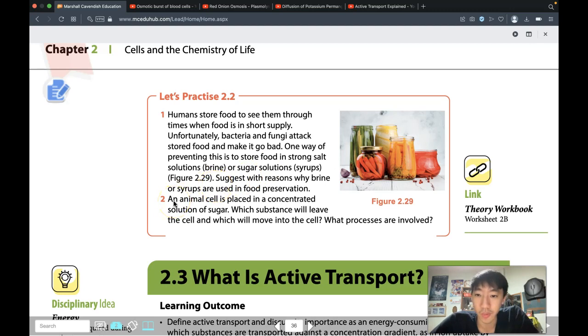If an animal cell is placed into a concentrated solution of sugar, which substance will leave the cell and which will move into the cell? And what processes are involved? So think about it. What's your answer? Mainly the movement is water. There's only the movement of water. The sugar is not able to move through the animal cell.